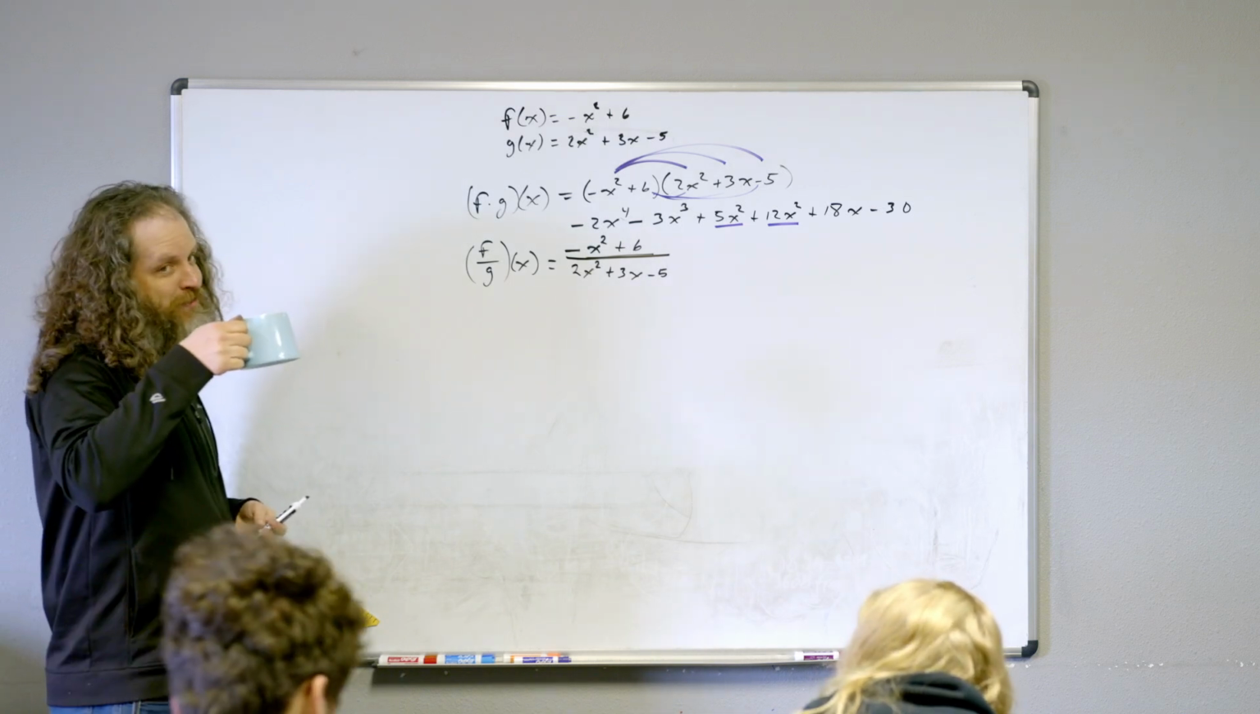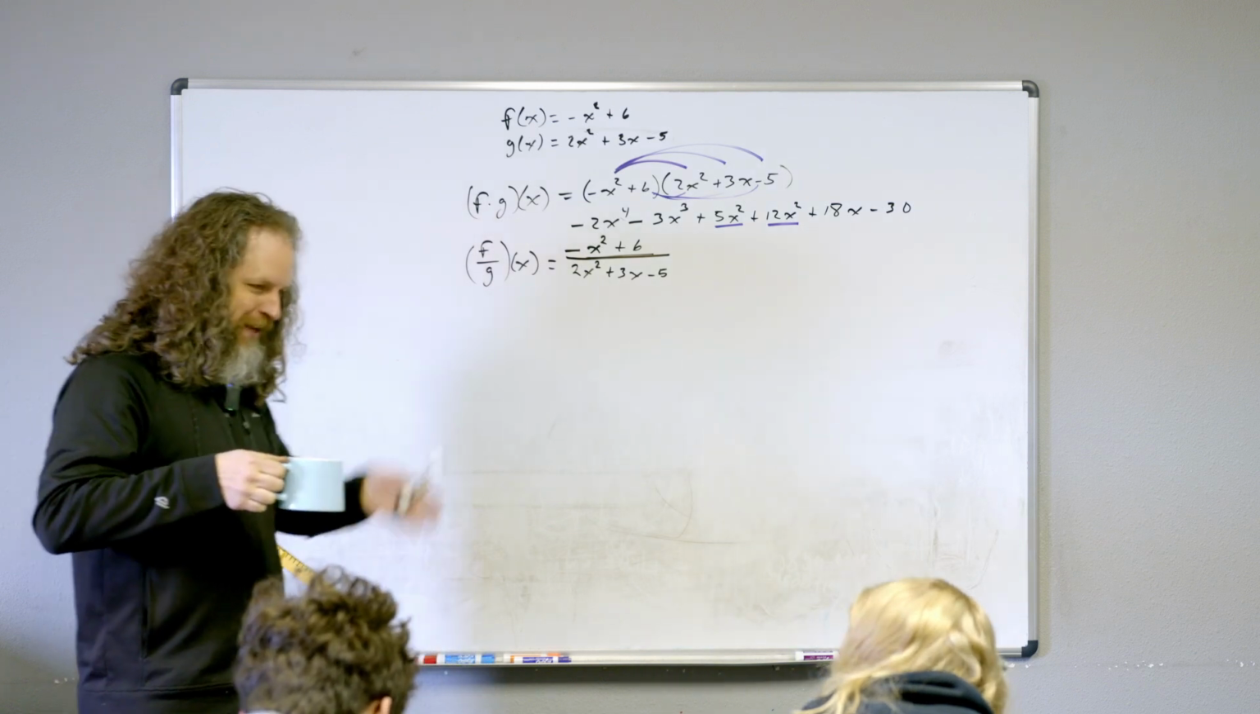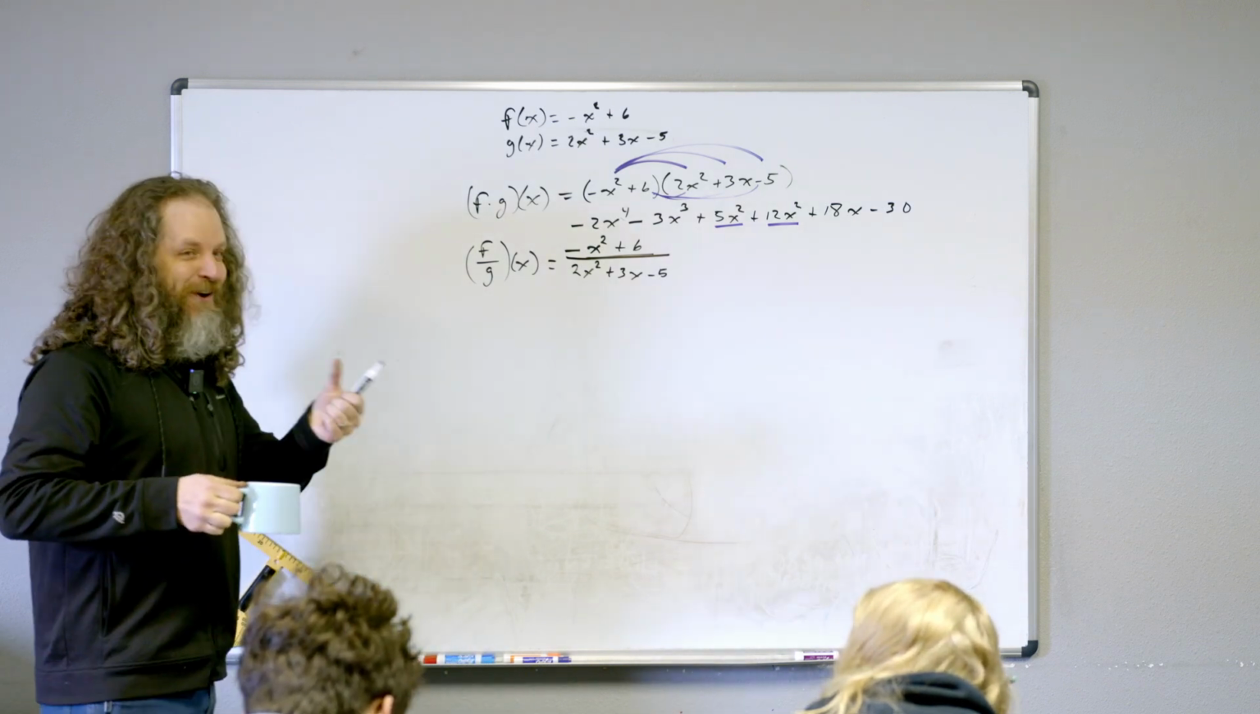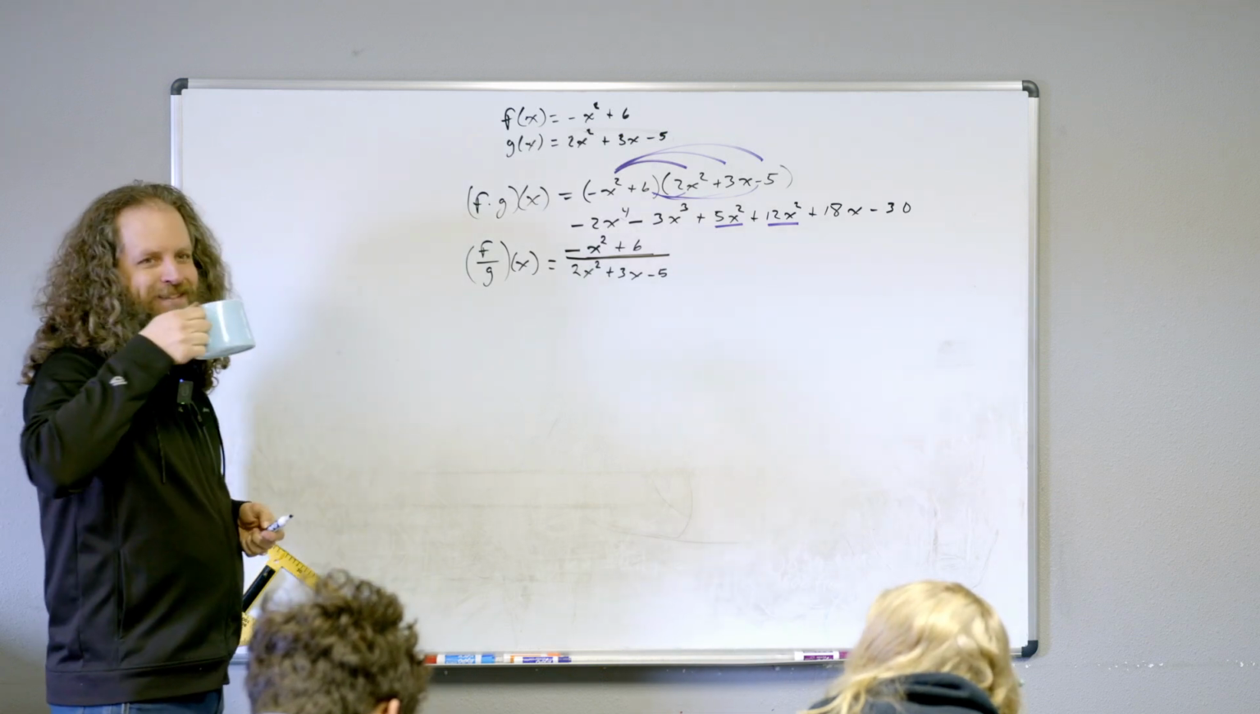You'll be happy if you take pre-cal next year and you come in and you're like, oh, I can just put that in the calculator and it tells me where the stupid asymptotes are. Great. That's a foreshadowing for the rest of this lesson, by the way.